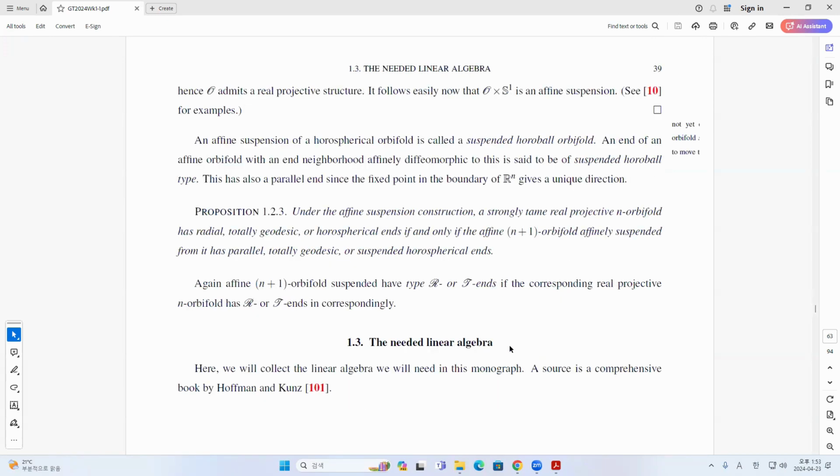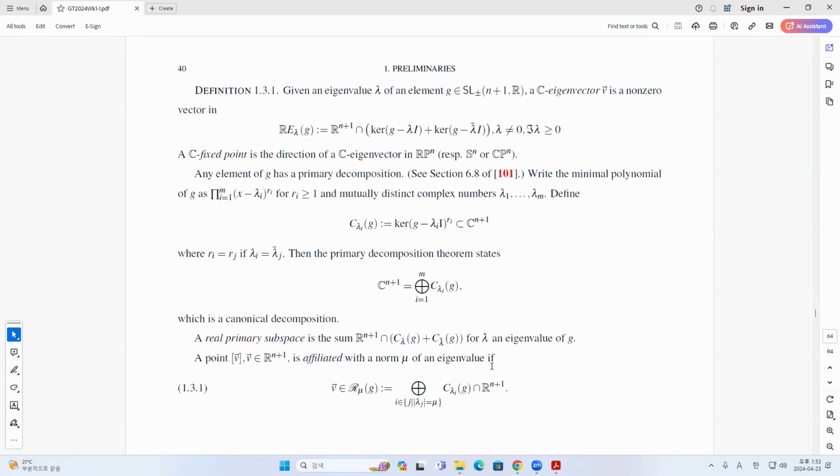Okay. So we'll go over some linear algebra. 0.3 is linear algebra, and so given an eigenvalue lambda of G, an eigenvector is a non-zero vector in the kernel of this.